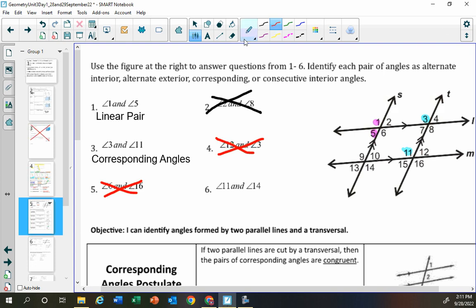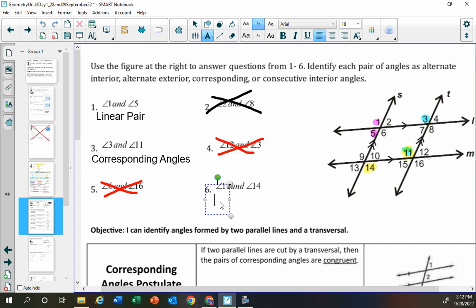Now you could get this last one, even though it's slightly different. Does anybody want to take a guess? Alternate exterior angle? Close. They're going to be interior because even though this guy looks like it's outside, it's within this other pair, whereas 11 was definitely inside. It's going to be an alternate interior.